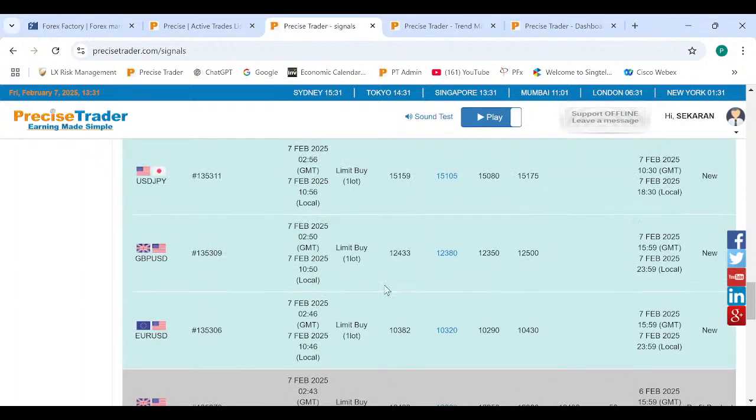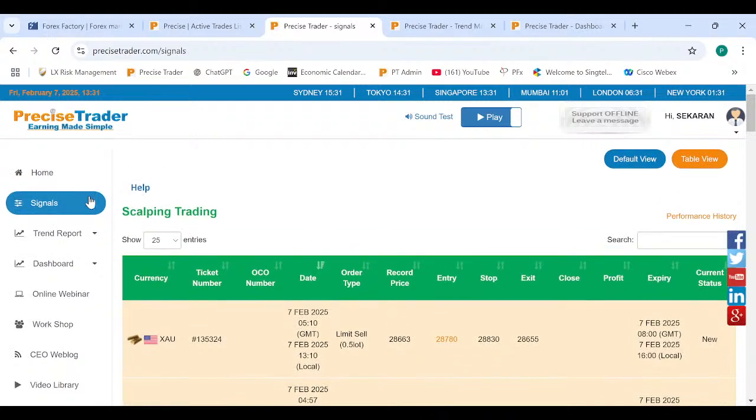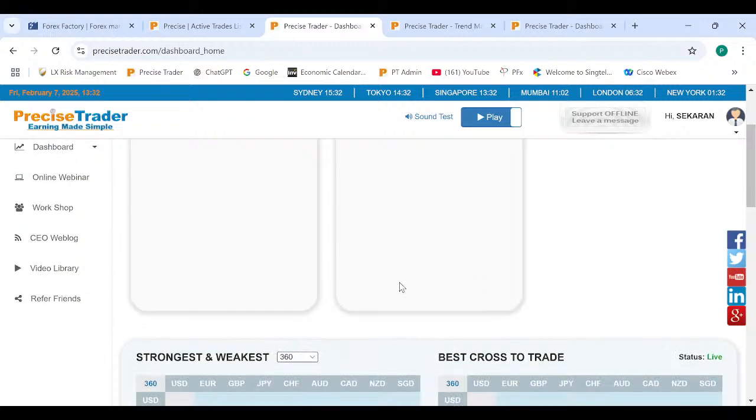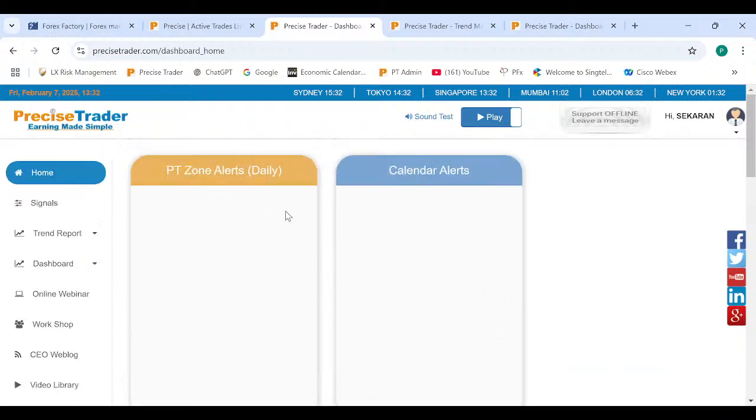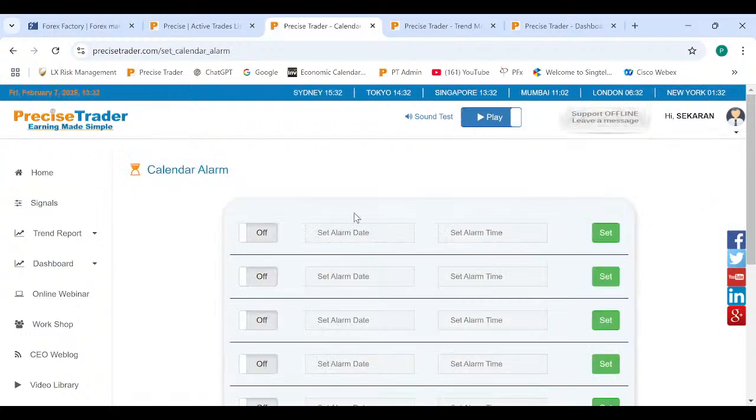There is also another fantastic function: you get alerts, and you can set the alerts. That means when the price moves to a certain level, once it breaks that zone level, it will give you a voice alert. I'm not sure, I think somewhere here. Yes, you can set a calendar.